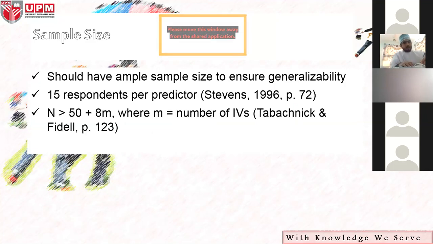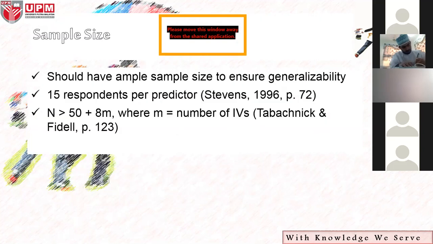And then another rule given by Tabachnick and Fidell, okay, n must be larger than 50 plus 8m, where m equals the number of IVs. Okay, you also can use this formula to determine your sample size. Okay, so I just present you with two formulas to indicate your sample size. You also can use the G power, okay, G power software.